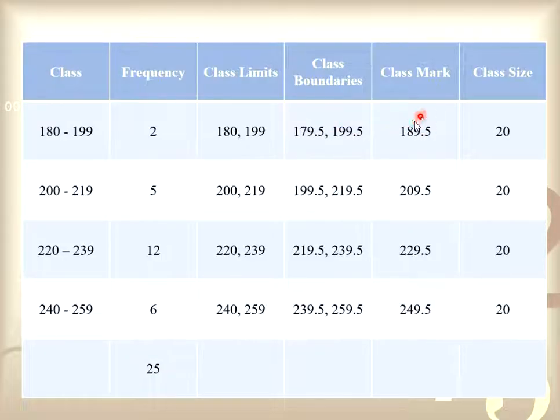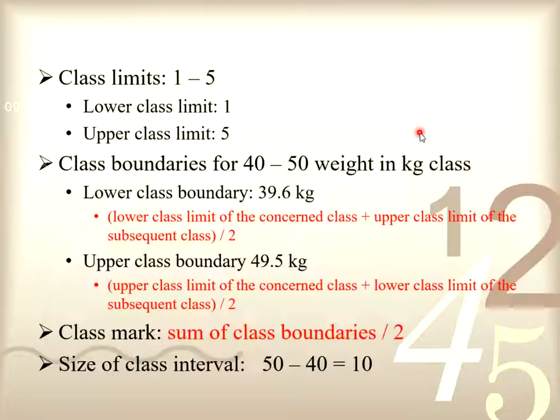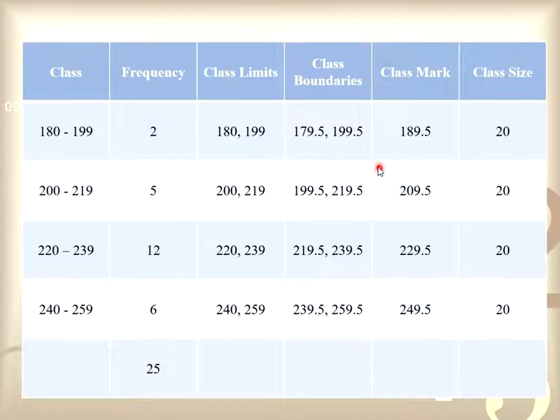Okay. So class mark, what is our class mark? The sum of two class boundaries divided by 2. So we add these. 179.5 plus 199.5 divided by 2, 189.5. 199.5 plus 219.5 divided by 2, 209.5.